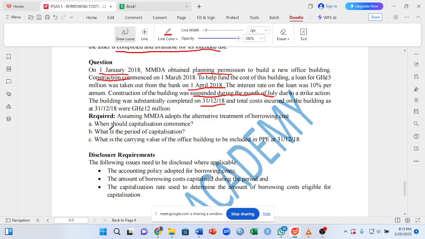Then we come to part C. It asks what the carrying amount of the assets of the office building to be included in PPE at 31st December 2018 is. This one is look and tell. So what's the amount? 12 times 10%. Why are you doing 12 times? Where is the times coming from? We are trying to find a carrying amount. 12 million.